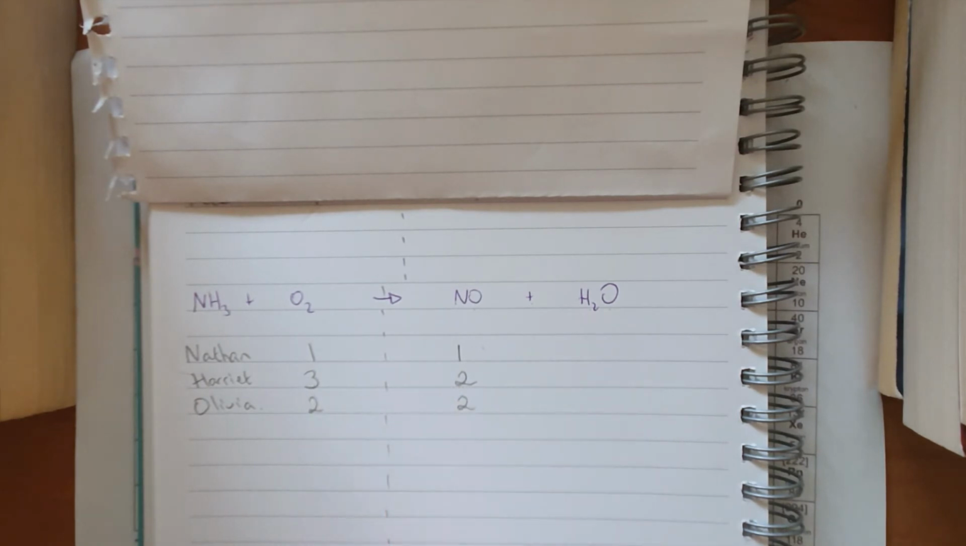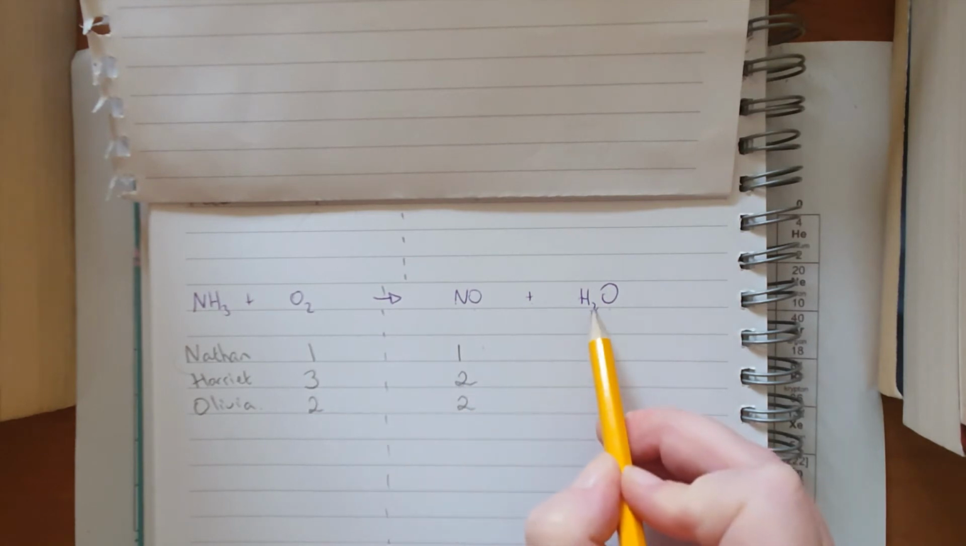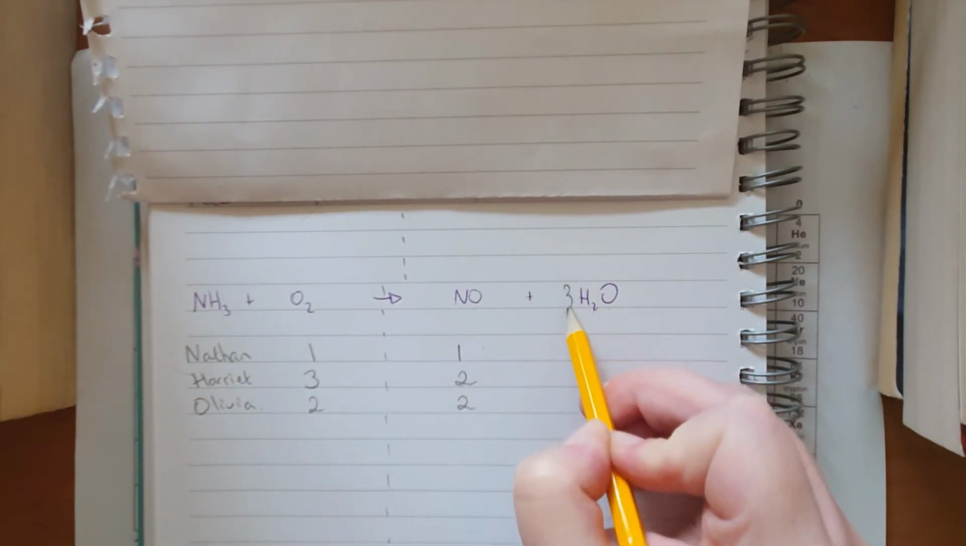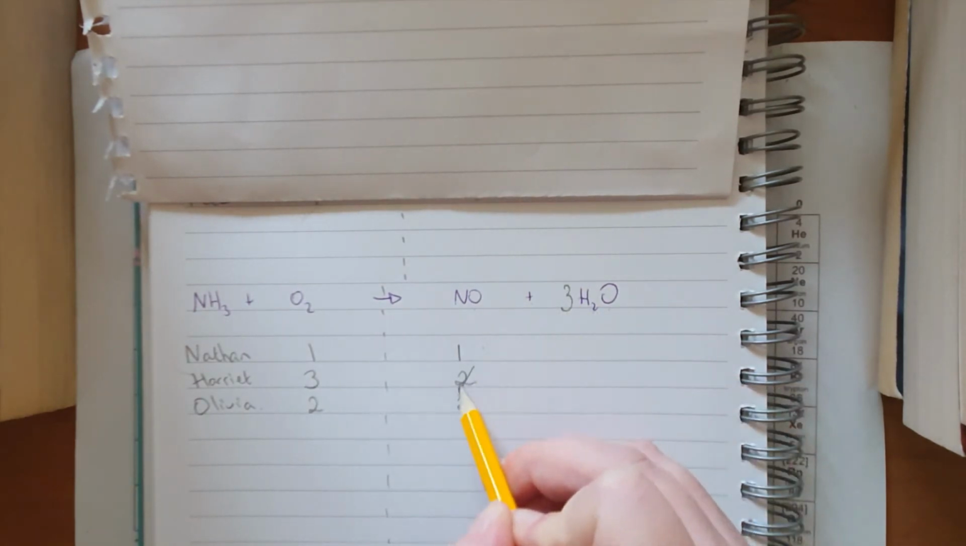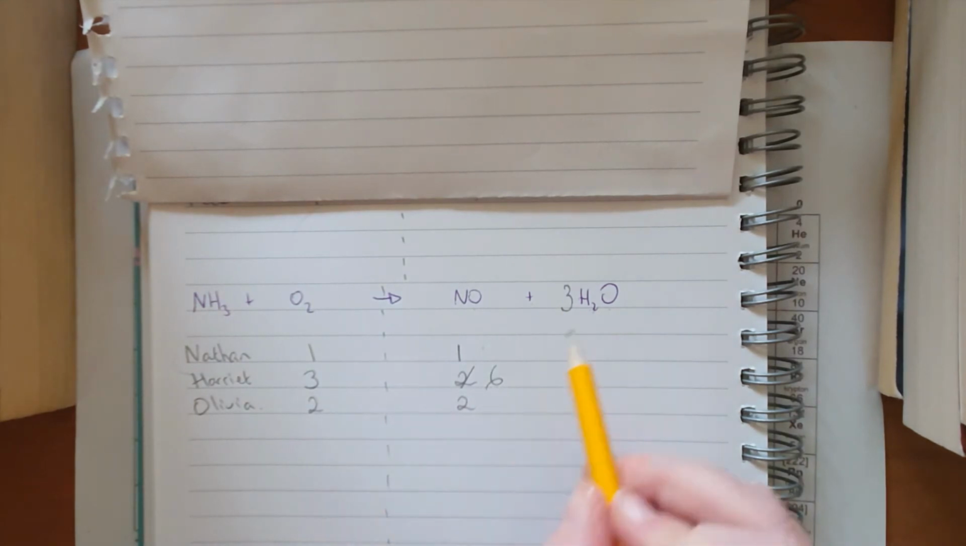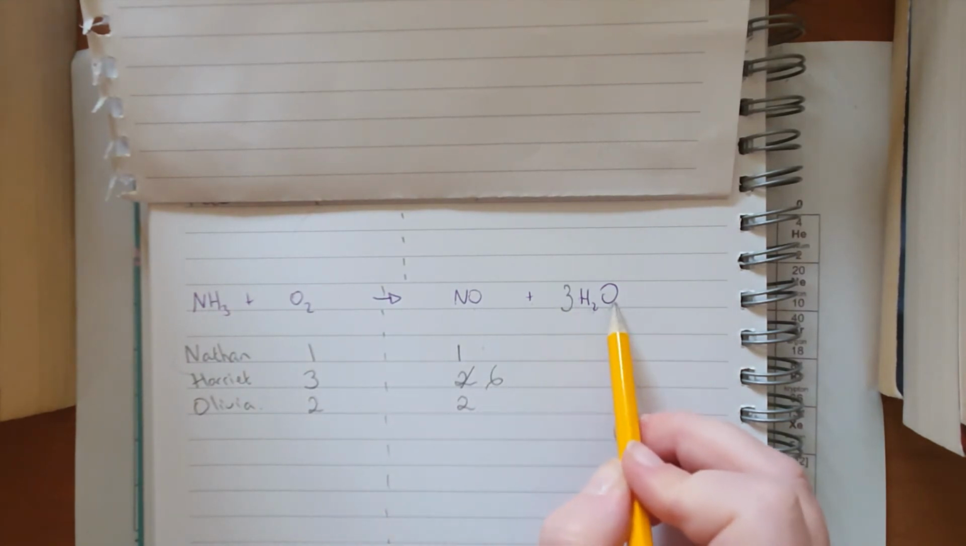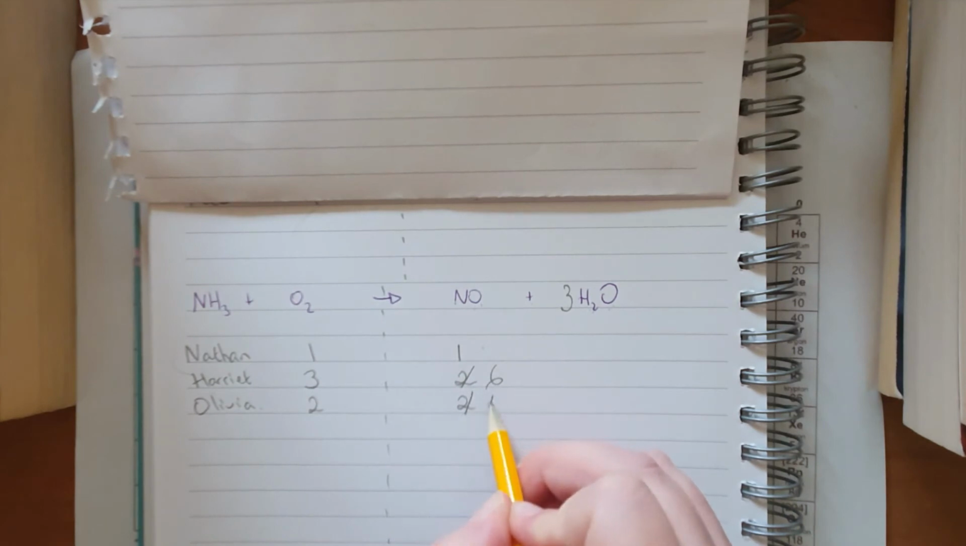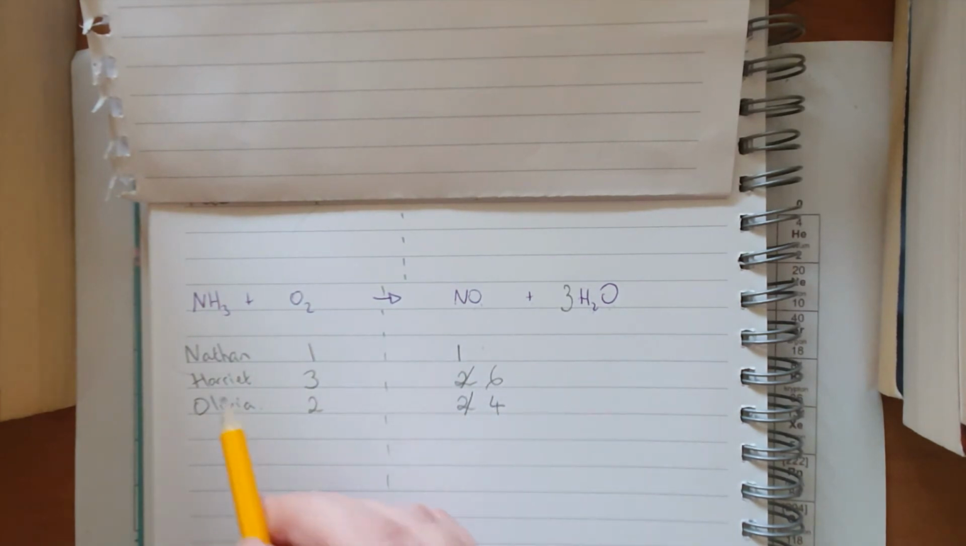So what number do 2 and 3 both go into? That's right, they both go into 6. So I'm going to times this 2 by 3. There's my 2. Let's times it by 3. 2 times 3 is 6. But it's changed my Olivias. I've now got 3 plus 1 makes 4.